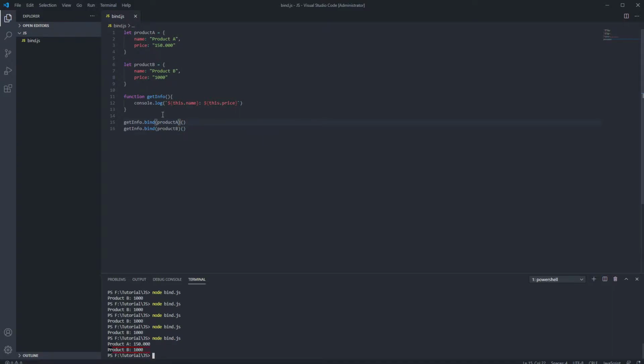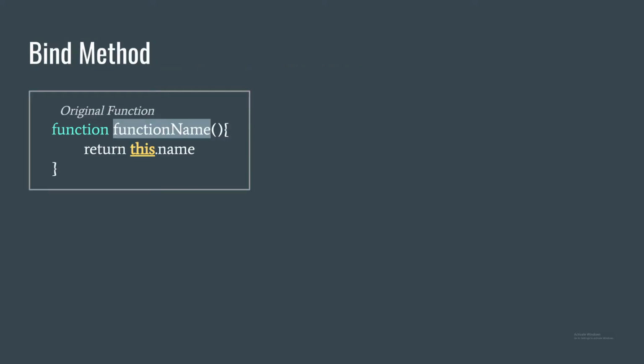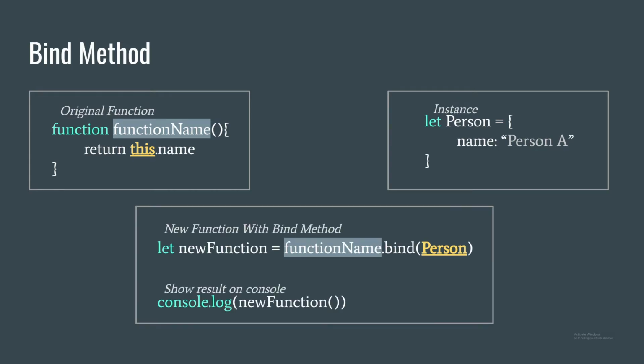In our current state, I'm sure we know how a function works, how a callback works, and also how the bind method works. And I'm sure you now know how to fix undefined problems when running a function. The bind method works by making a new function and then binding it with an object that is needed.